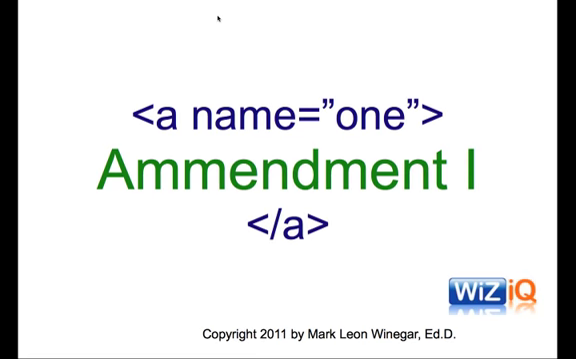So my entire anchor would look like this. I begin my naming with name equals quote 1 end quote. I then have some text, for instance, amendment 1, and then I would close that anchor tag. I've now defined the area. And when I hit a link to go to 1, it's going to take me to amendment 1.